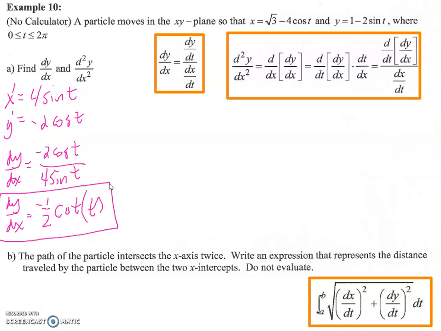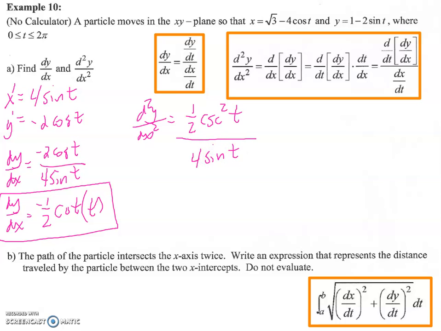Now to find the second derivative, we know we need to take the derivative of the first derivative and then divide by dx/dt. So don't lose that second part. So I got d2y divided by dx2 is equal to the derivative of negative 1/2 cotangent of t. The derivative of cotangent is a negative cosecant squared, so I end up with a positive 1/2 cosecant squared t divided by dx/dt, which is 4 sine of t.